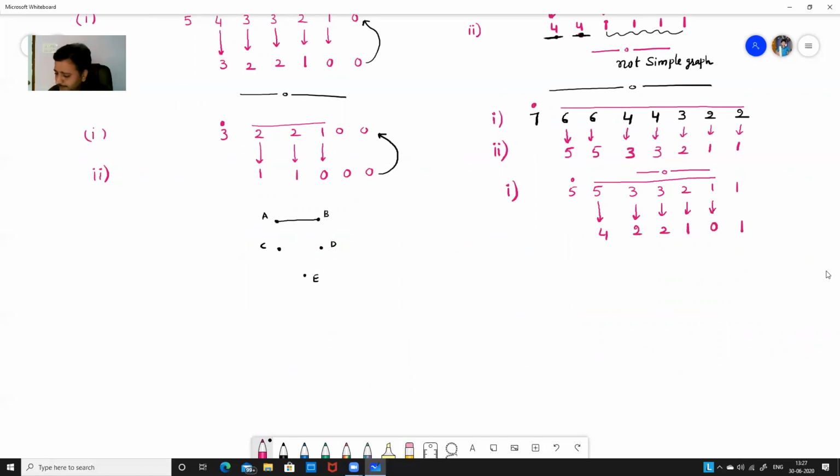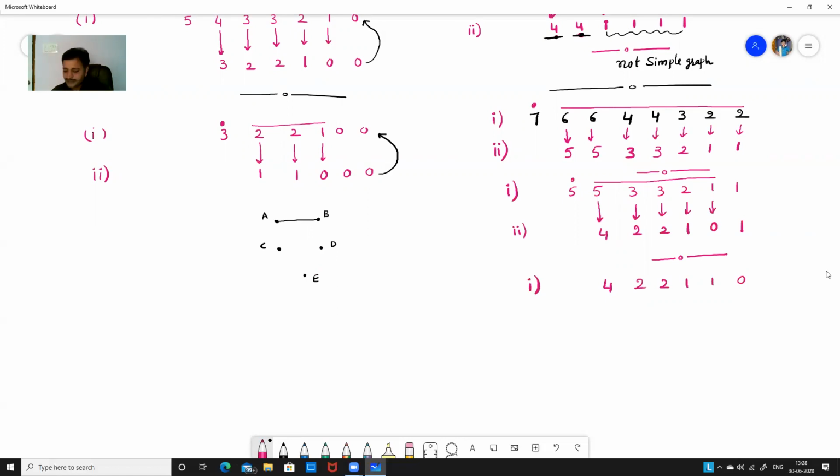Now verify if it is in descending order. No, it is not in descending order. To apply further, you have to take it in descending order. Now this is the second sequence here. The previous second sequence must be put in descending order: 4, 2, 2, 1, 1, 0. We can consider this the first sequence.